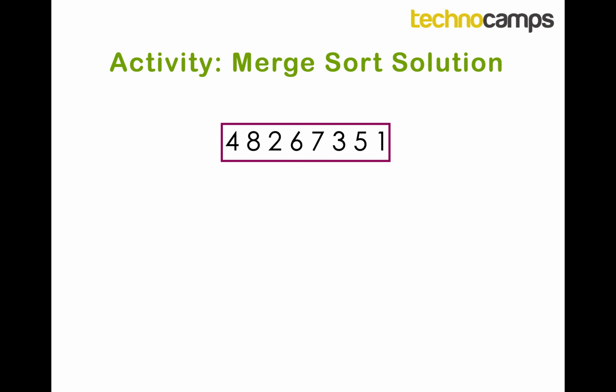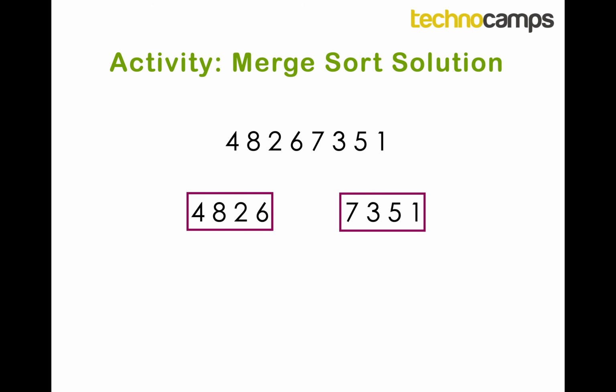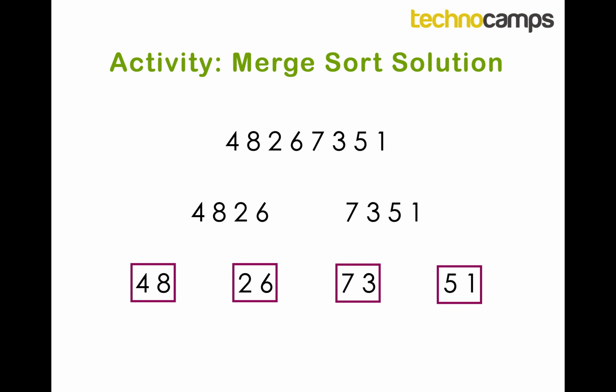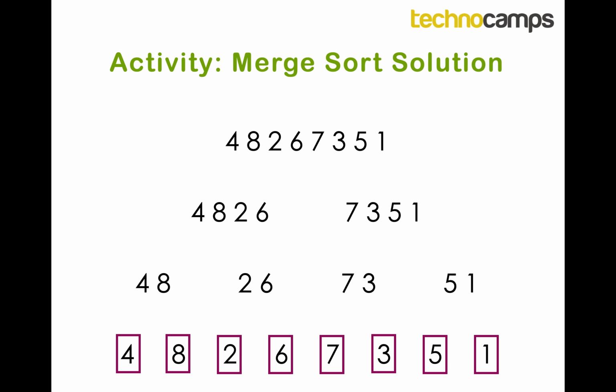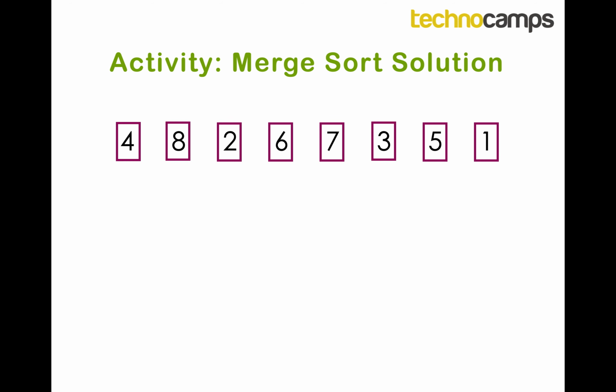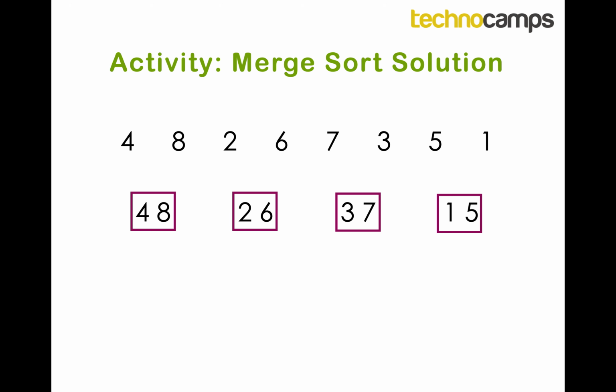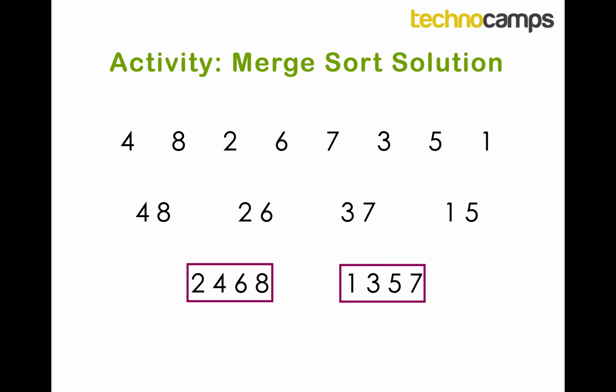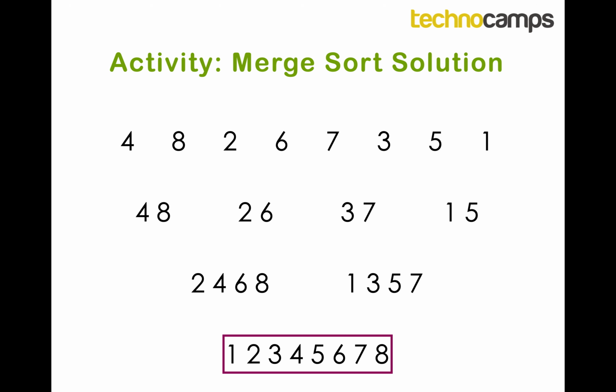You can do the same thing with this. So we split them up into groups of 4 each, split them into groups of 2 each, split them into groups of 1 each, and then start adding them back. We check 4 and 8, 2 and 6, 7 and 3 in the right order, 5 and 1 in the right order. Then we make a group of 4 each now in the right order, and then we make a group of 8 at the end. So this is how your merge sort works.